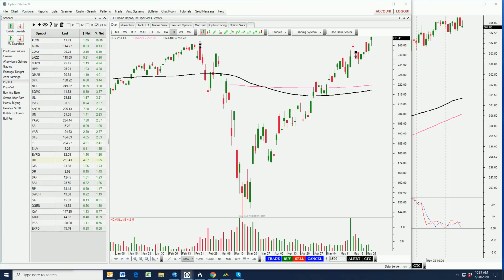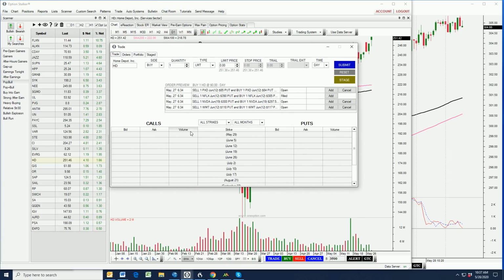I'm going to go off screen and we're going to take a look at the HD options here, and I'm going to put this screen up. These are just some spread trades that we're trying to get off in Swing Trader right now, the weekly swing trading video that we did.